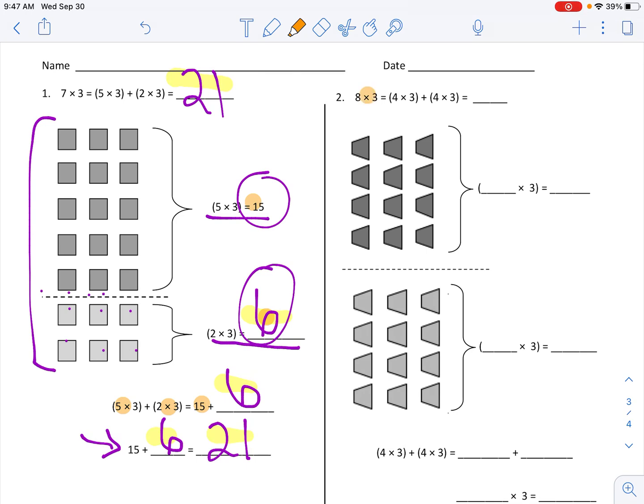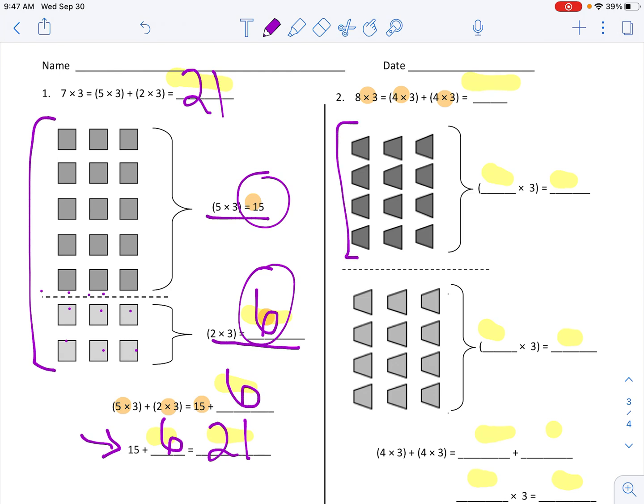Taking a look at problem number 2, 8 times 3 equals 4 times 3 plus 4 times 3. Where do I have to put an answer? Here, here, here, here, here, here, here, here, and here. So I have a lot of blanks to fill in. Okay, but let's not get too scared about that. Let's think about what it's asking us.